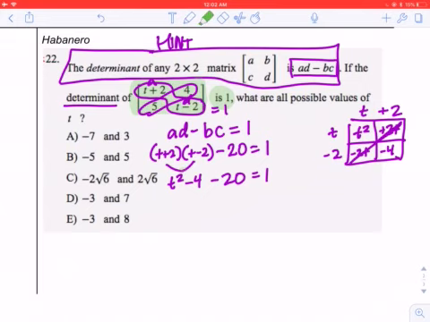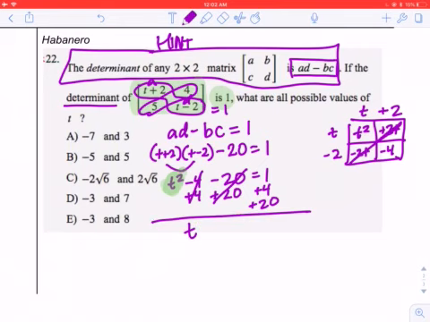So I see t squared here, and that's the only variable in my problem, so I'm going to try to move everything else to the other side. So I'm going to add 4 on both sides. It's going to cancel here. I'm going to add 20 on both sides. That's going to cancel here as well. So I have t squared equals, all of these together give me 25.